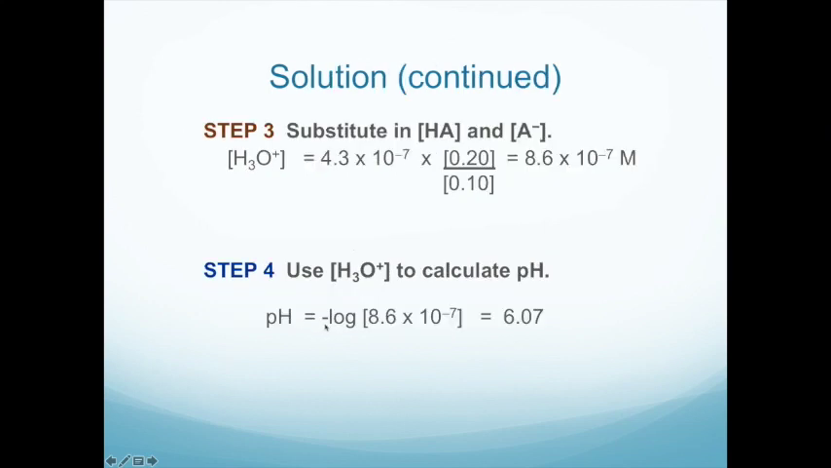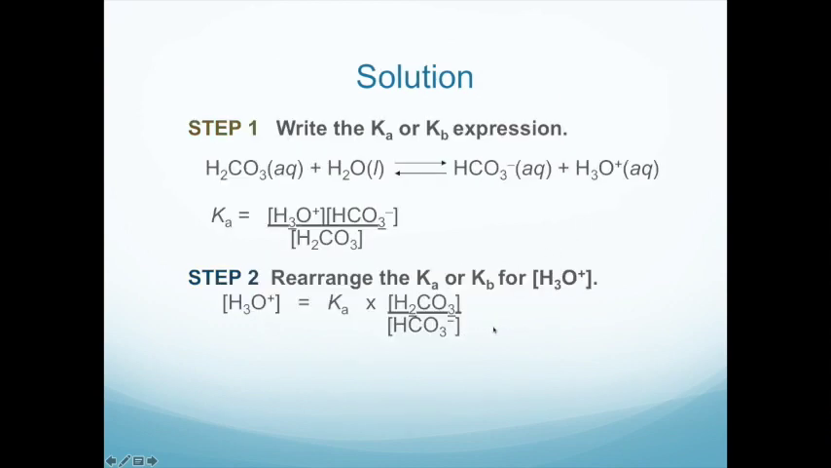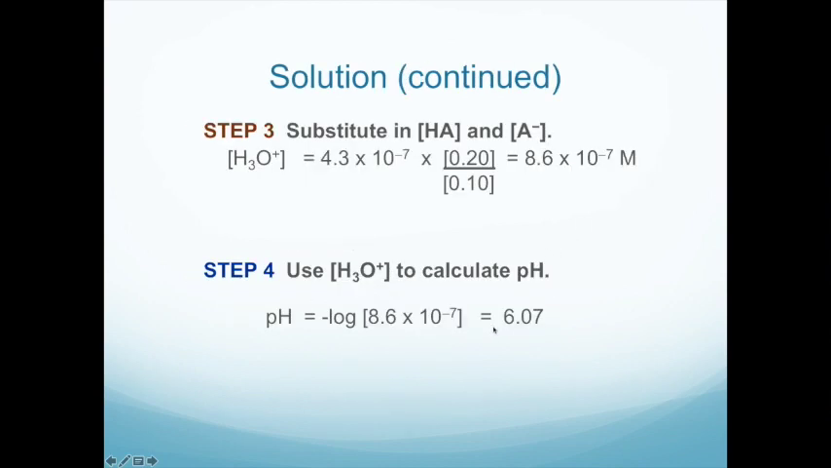And then we put our values in: 4.3 times 10 to the minus 7 times 0.20 divided by 0.10 is equal to 8.6 times 10 to the minus 7 molar. And negative the log of this is 6.07. So this is slightly acidic, and your blood will probably have a mixture of these two processes happening in it at most times. So this is the end of acids and bases.